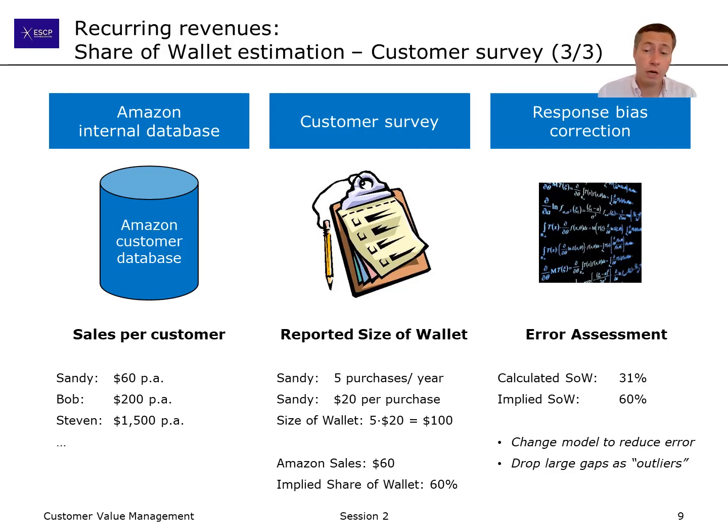The calculated share of wallet is 31%. That's what we did on the previous slide. But if we take the actual sales that we make, the 60, divided by the answers she gave us to the last 2 questions, the 100, we get to 60%.